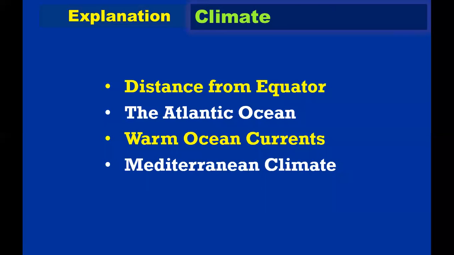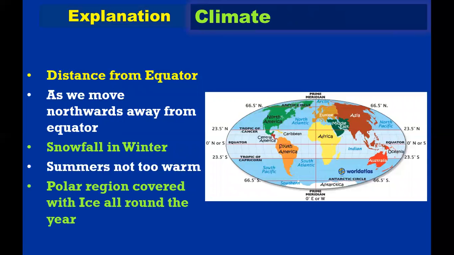Now let us see the climate. There are some factors which affect the climate. One is distance from the equator. Next, the Atlantic Ocean, which is in the west, has an influence on Europe. Then the warm current and the Mediterranean climate. Now, distance from the equator.